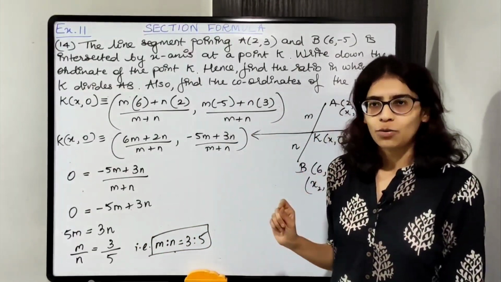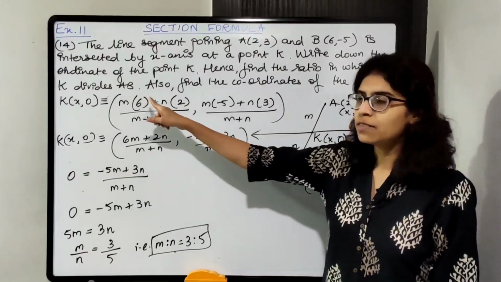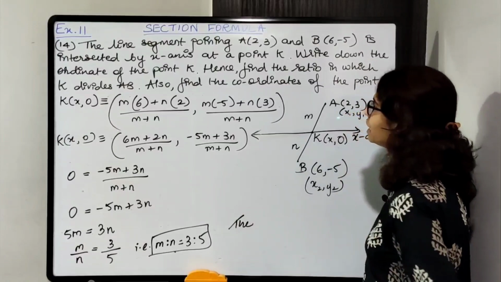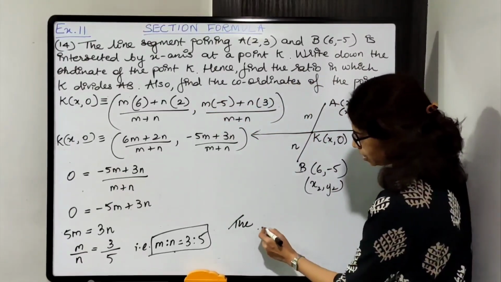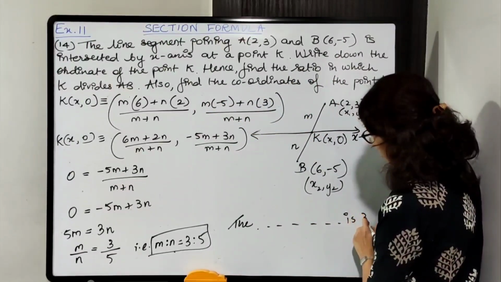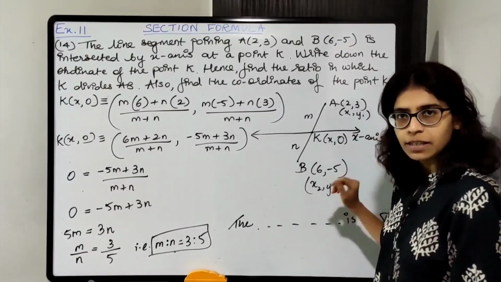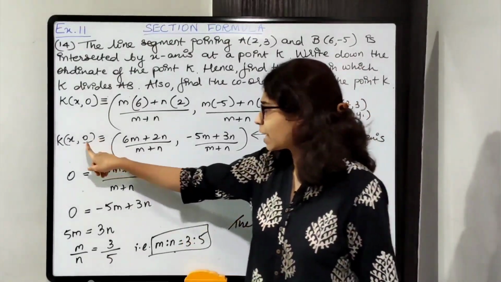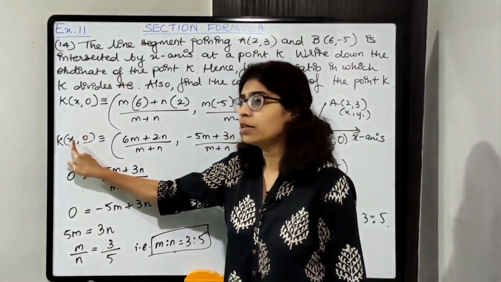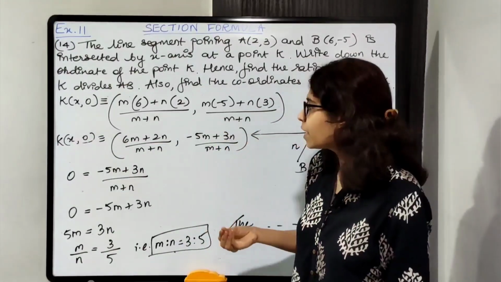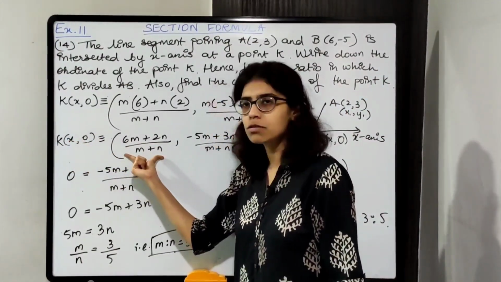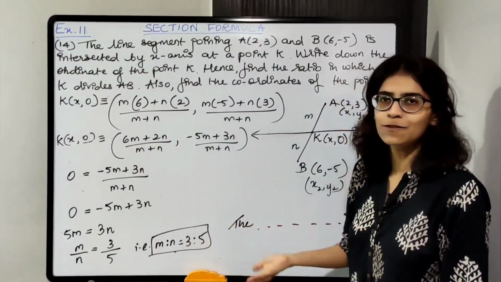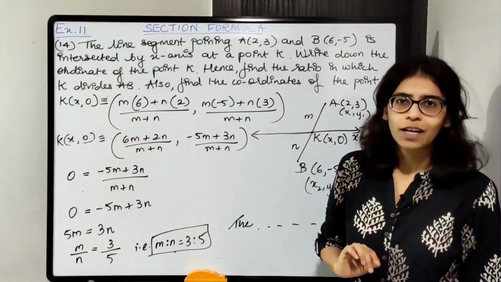Write down the ratio in which k divides AB is 3 is to 5. So write down the statement. पूरा statement ये लिखो. The ratio in which k divides AB is 3 is to 5. ये मिल गया. Now we need to find the coordinates of k. y coordinate तो हम लोग को पता है 0 है. x coordinate find out करना है. x coordinate find out करने के लिए we know x is equal to this. We'll substitute the values of m and n. m is 3 and n is 5. And let's find out the value of x.